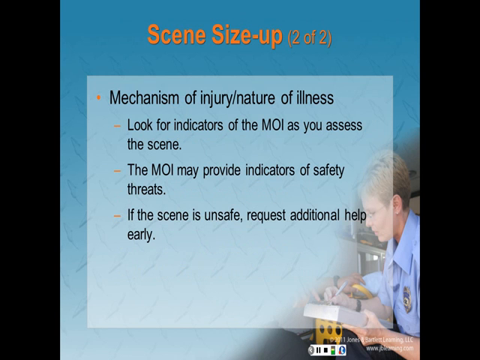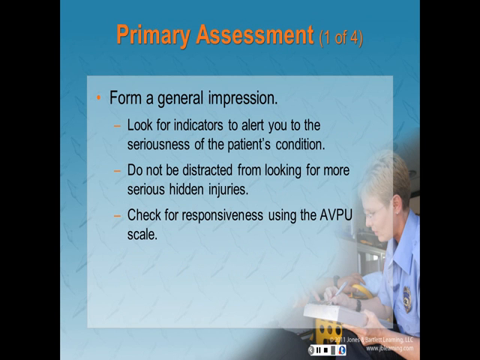Mechanism of injury or nature of the illness. You need to look for indicators of the MOI as you assess the scene. This may provide indicators of safety threats, and if the scene is unsafe, request additional resources early.